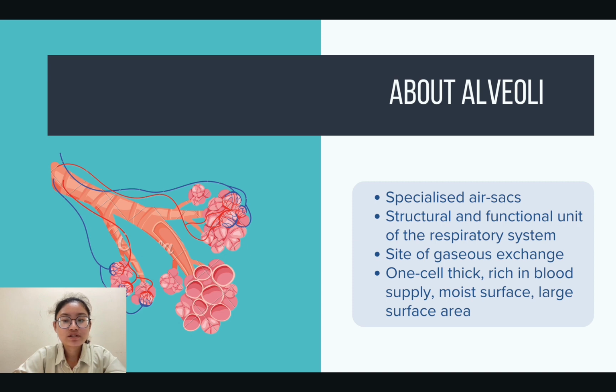Alveoli are specialized air sacs. They are the structural and functional unit of the respiratory system. Alveoli are also where gaseous exchange occurs. The characteristics of the alveoli are 1 cell thick, rich in blood supply, a moist surface, and a large surface area to aid the gaseous exchange.